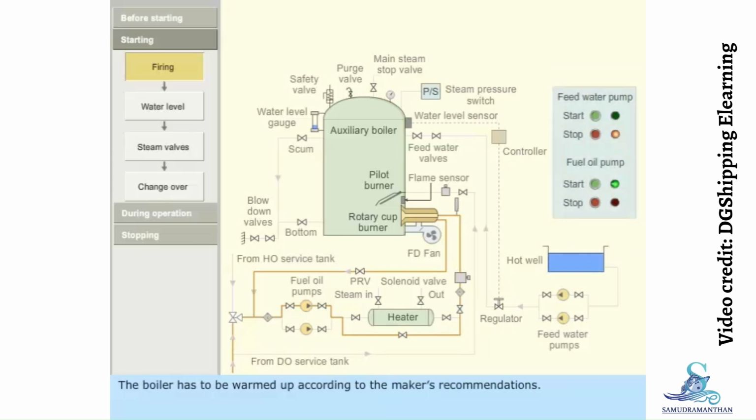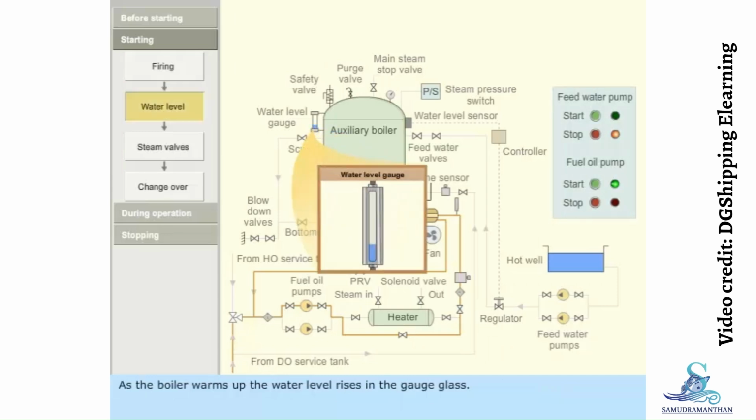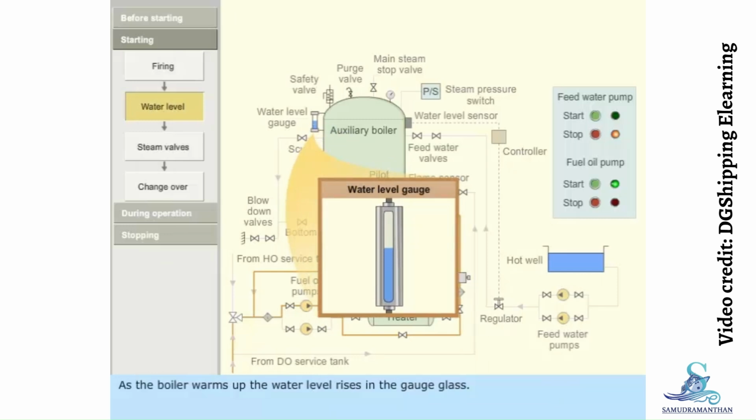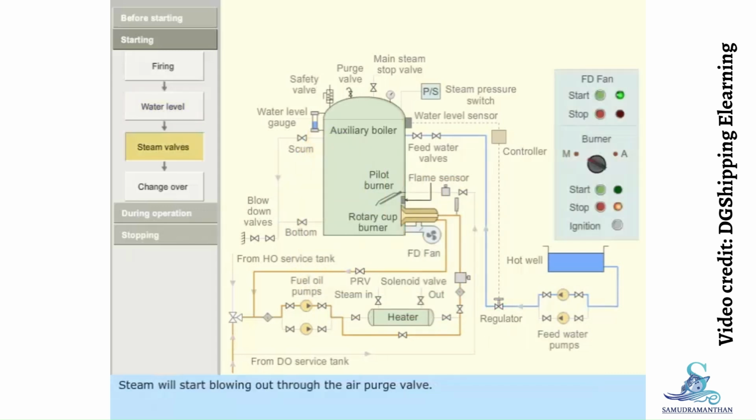The boiler has to be warmed up according to the maker's recommendations. As the boiler warms up, the water level rises in the gauge glass. After the water level stabilizes, start the feed water pump and put the regulator in use. Steam will start blowing out through the air purge valve. Shut the air purge valve.